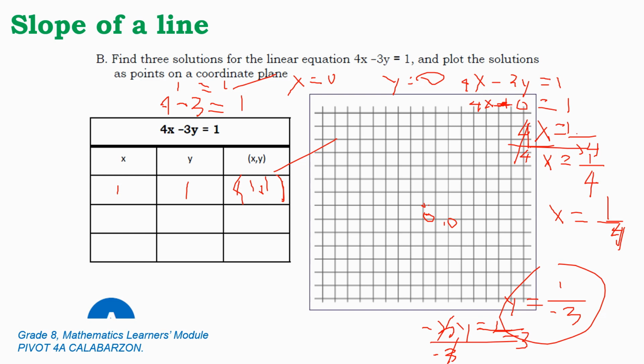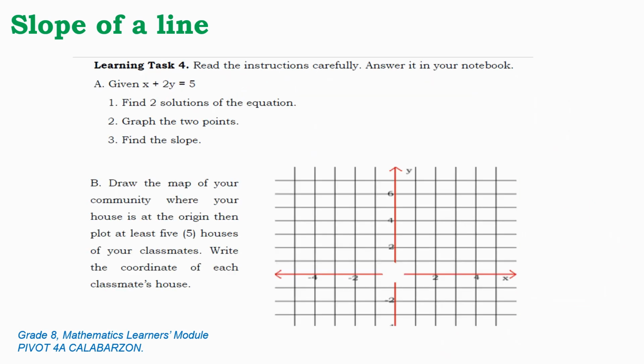Now you know how to solve the equation to find points. We substitute 0 for x and y. Okay, we have another task. Given x plus 2y equals 5, find two solutions so that you can draw a straight line.